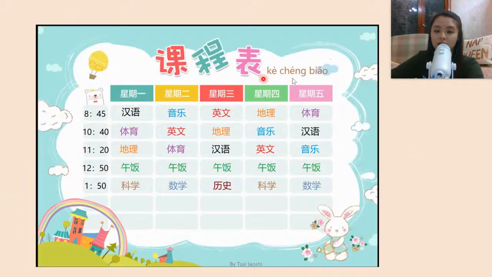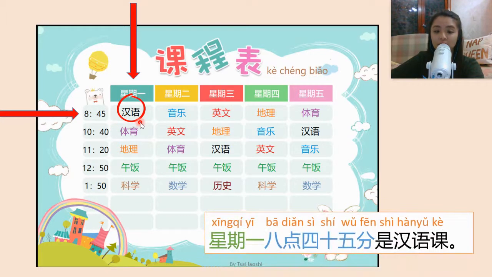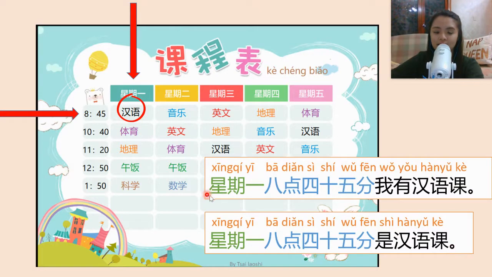Now, looking at the 课程表, the timetable, if you want to talk about 星期一 at 8:45, you have 汉语. You would say 星期一8点45分是汉语课. That means that Monday 8:45 it is Chinese class. So you will say this if you're not talking about your own timetable. But if you are talking about your own timetable, you can say 星期一8点45分我有汉语课. Okay, I have Chinese class.